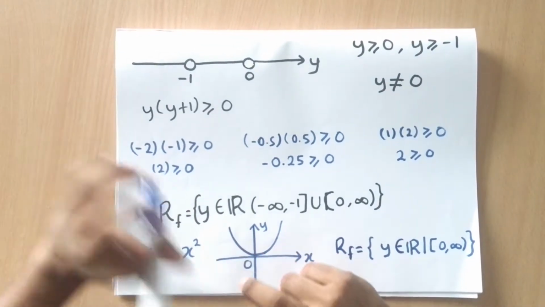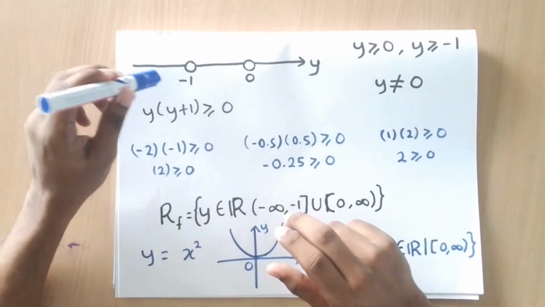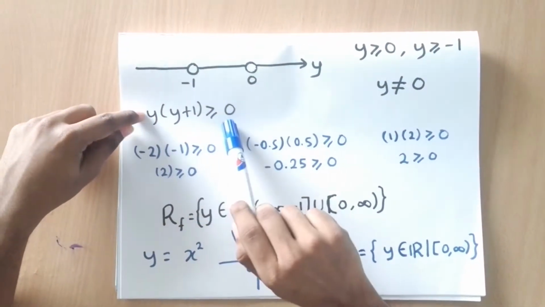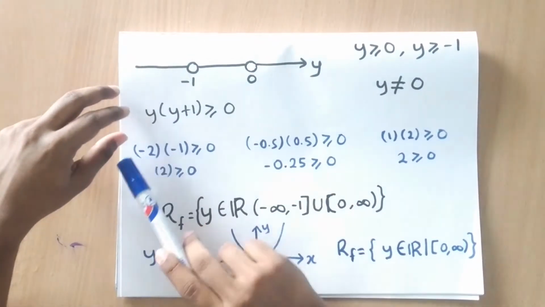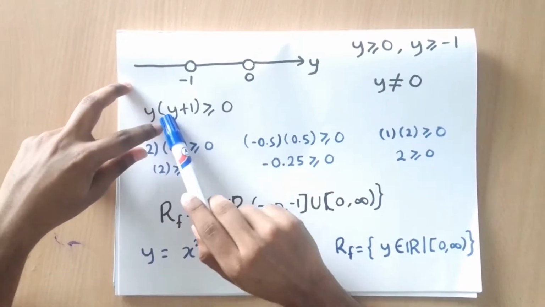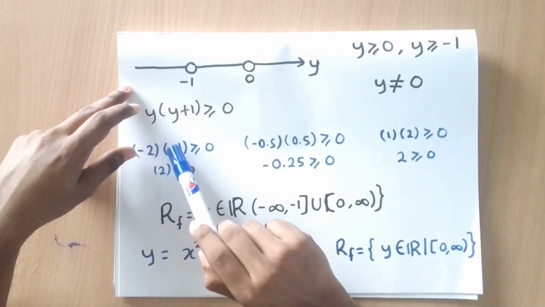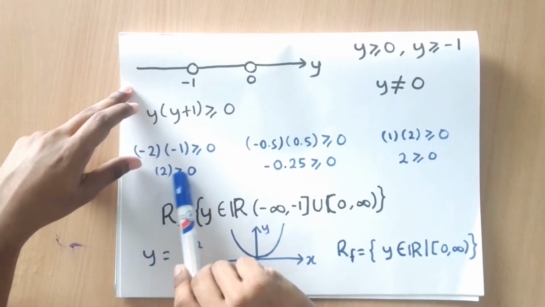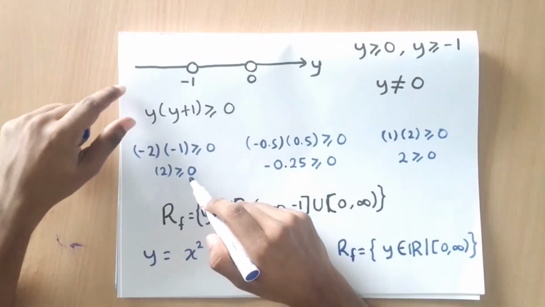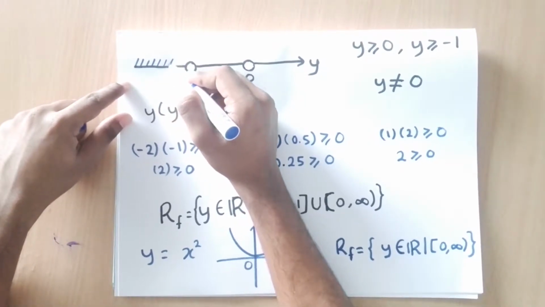So for the range less than minus 1, we take any random number less than minus 1 and substitute it for y in this inequality. So for example, let us take minus 2. So minus 2 times (minus 2 plus 1), that is minus 1. So minus 2 times minus 1 will give us plus 2. So plus 2 is actually greater than 0. So we can shade this area of the diagram.